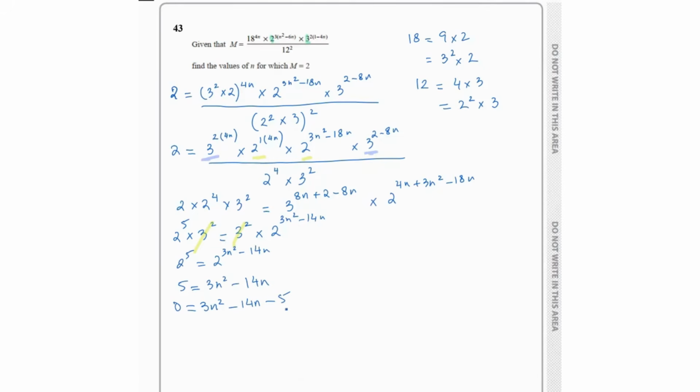3 times 5 is 15. Factors of 15 which you can use to replace 14 are 15 and 1. So 3n squared minus 15n plus n minus 5. Between 3n squared and 15n, we have 3n common. Between n and negative 5, we have plus 1 common. So we take n minus 5 common, and that leaves us with 3n plus 1 in the bracket. So one value of n is 5, and the other is negative 1 over 3. These are your values of n for this question.